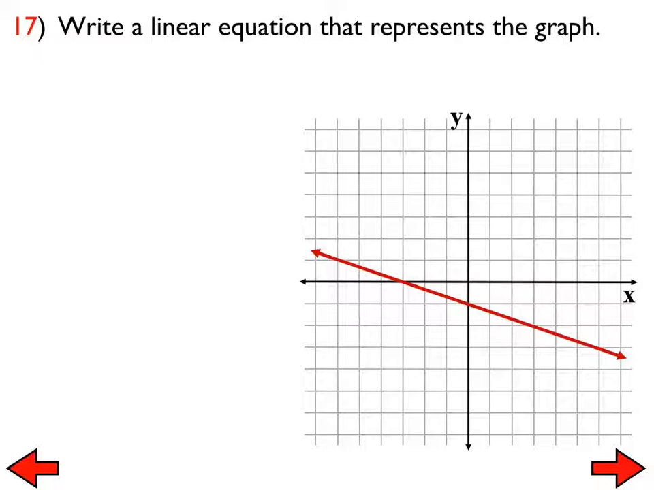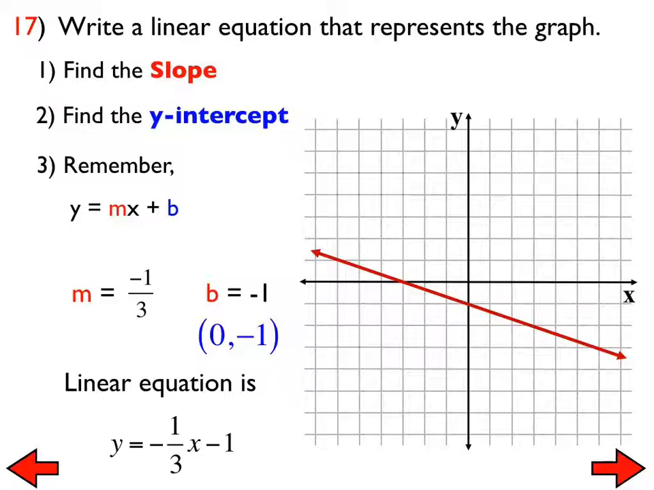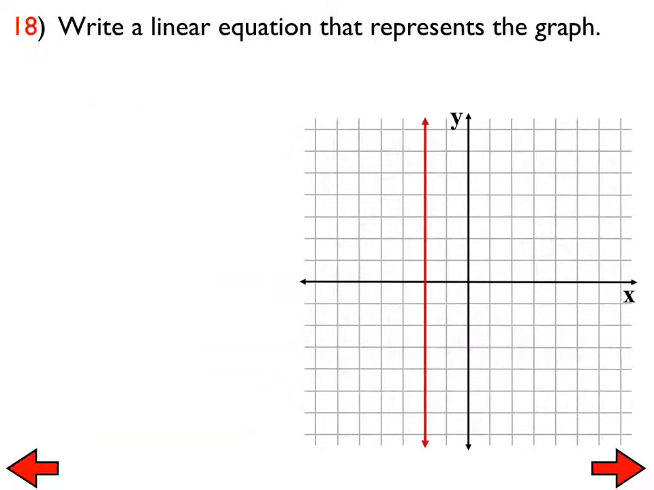We're almost finished. 17, 18, and 19. All right, so we have a slope. I can see it's going to be negative. It happens to be negative 1/3, rise of 1, run of negative 3. The b value of the y-intercept is negative 1, so the linear equation for number 17 is y equals negative 1/3 x minus 1.